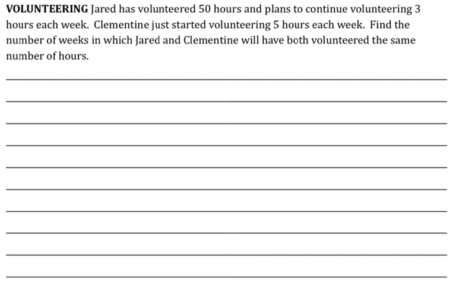Jared has volunteered 50 hours and plans to continue volunteering 3 hours each week. Clementine has just started volunteering 5 hours per week. And if she has just started, that means she doesn't have any volunteer hours in, which makes her different from Jared. Find the number of weeks in which Jared and Clementine will both have volunteered the same number of hours.